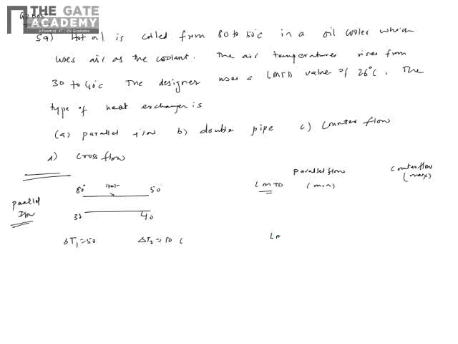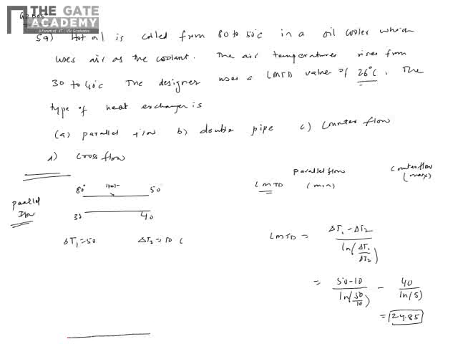So your LMTD is delta T1 minus delta T2 by ln delta T1 by delta T2. This comes out to 50 minus 10 by ln 50 by 10, which is 5. So 40 by ln 5. Let's calculate that value: it is 24.85. So this value is 24.85 if it is a parallel flow, but the designer's value is 26, so it's not. Let's now see what the value is for the counter flow.